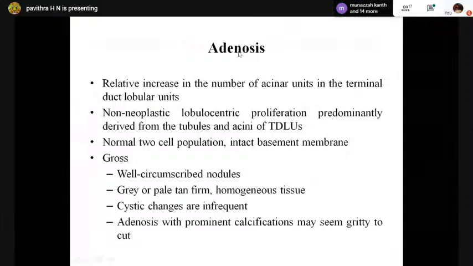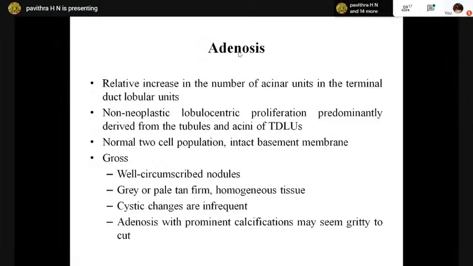Next, after all these inflammatory conditions, we move on to adenosis and its types. Adenosis is a relative increase in the number of acinar units in the terminal duct lobular units. They are non-neoplastic entities, so a non-neoplastic lobular proliferation occurs. They are mostly derived from the tubules and acini of the TDLUs. They will have a two cell population. In the breast, as I told you, there is a myoepithelial and an epithelial layer. Once the myoepithelial layer is lost, we think mostly in terms of malignancies, except for very few conditions. Here both layers will be there: epithelial and myoepithelial, along with an intact basement membrane.